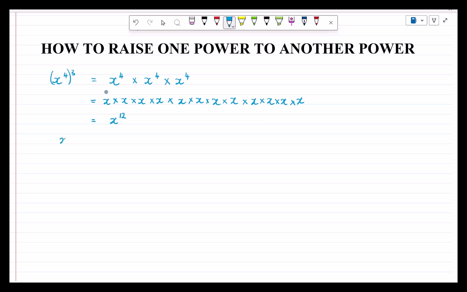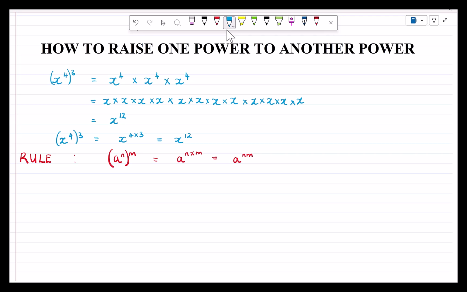What we can do is, if we have x to the power of 4 multiplied by 3, we multiply the powers together. So that would be x to the power of 4 times 3, which gives us x to the power of 12, hence giving us the rule a to the power of n, to the power of m, is equal to a to the power of n times m, which is equal to a^nm. And we are going to use this rule in our following examples.